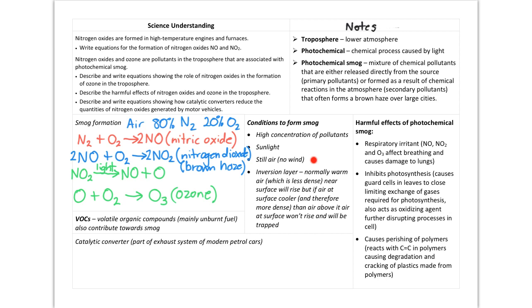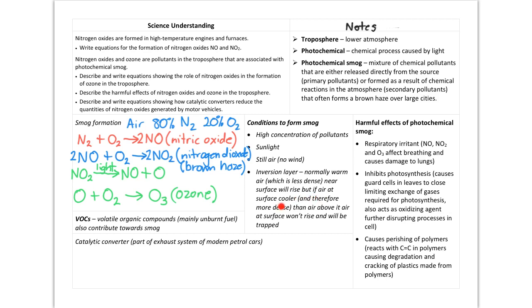You need very still conditions. If there's wind, the air is moving, these gases will tend to dissipate before they reach a stage where they can produce a significant amount of smog. And along that same line of still air, you usually need what we call an inversion layer. So normally warm air, which is less dense, so as something gets warmer, it becomes less dense and rises, hot air rises. So normally warm air near the surface will rise.